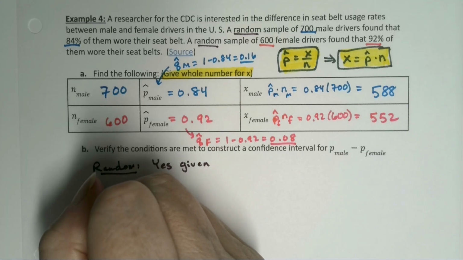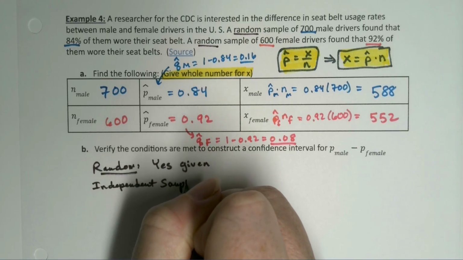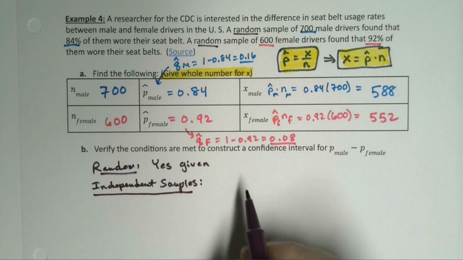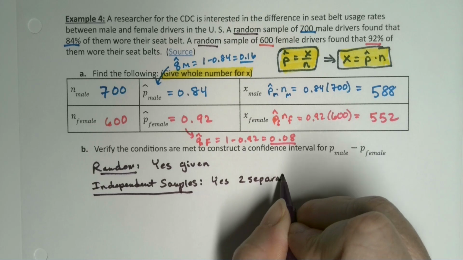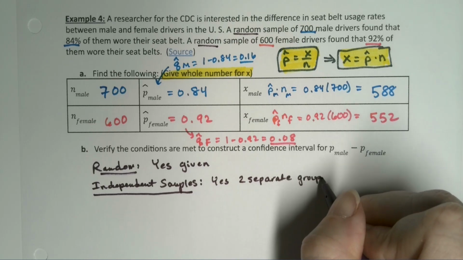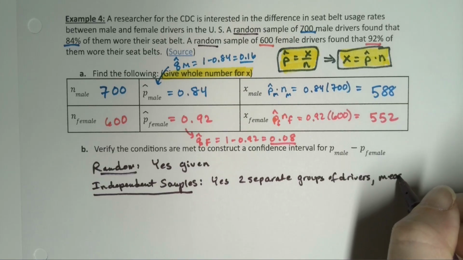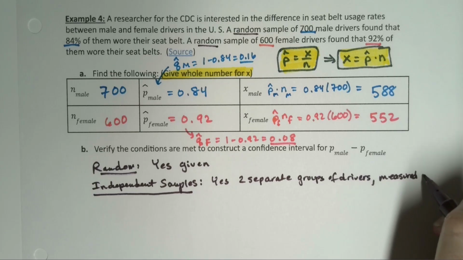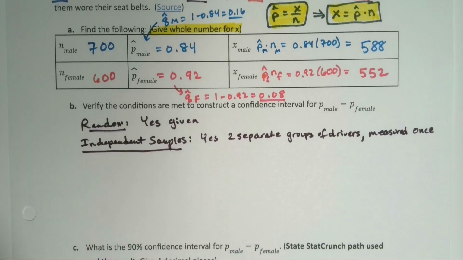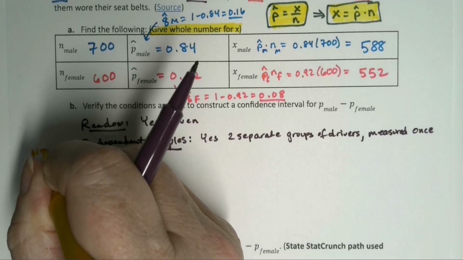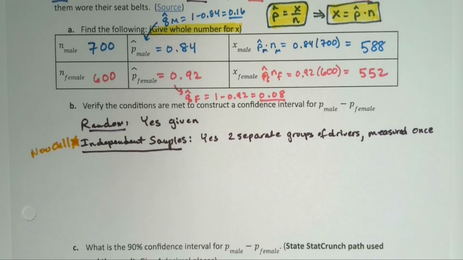Now we need the new piece. We need independent samples. Well, that's fine. This is a yes because these are two separate groups of drivers measured once. You have to have both components: that they're two separate groups and they're measured one time for their seatbelt usage. This is the new piece. This is new to chapter 11. We didn't have this piece before. So that's the new component you need to add in.